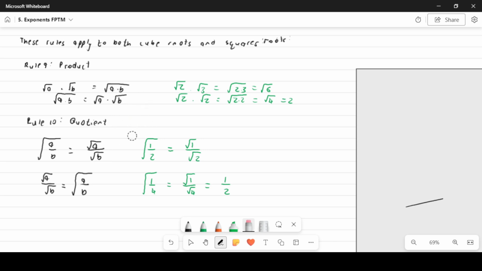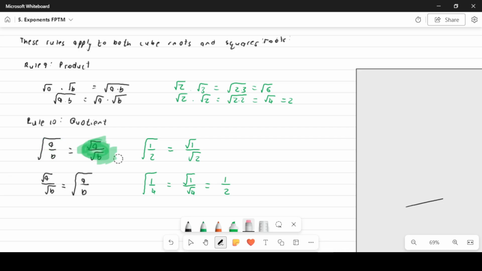Lastly, let's look at the quotient rule. The square root of a over b is equal to the square root of a over the square root of b. That's in the forward direction. Does it work in the reverse direction? Yes, it does. So if you're given this, you can do that. Now, if you're given this, can you do that? Yes, you can. I am telling you, you can, right?